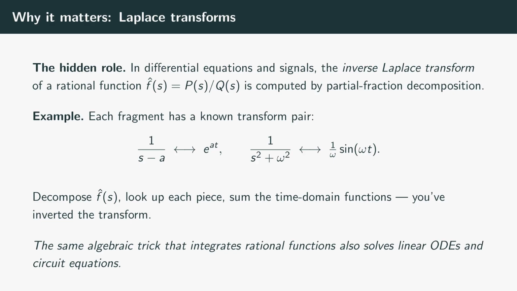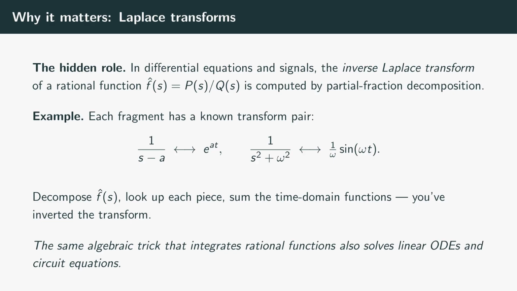And here's the thing, the solutions you produce in the s domain are almost always rational functions, P of s over Q of s. To invert the transform, you decompose that rational function by partial fractions, then look up each fragment in a table. Each fragment corresponds to a recognizable time domain function.